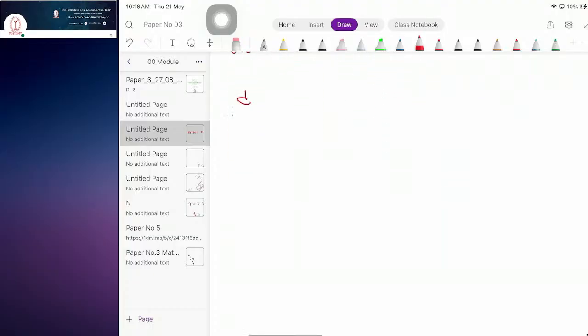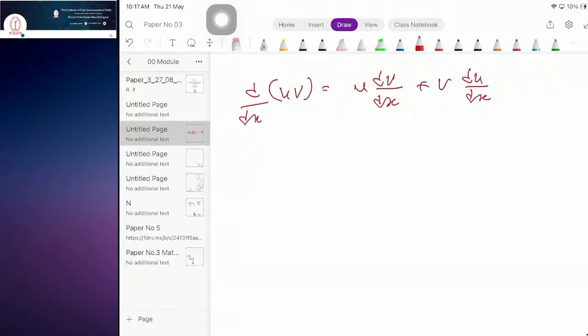If it is a multiplication of the two functions, u and v are the two expressions, one expression is called u, second expression is called v. If you want to find the differentiation of the multiplication, then the answer comes out to be: write down u, the first expression, as it is, differentiate the second one, so dv upon dx, plus write down the second function as it is, that is v, and differentiate the first function with respect to x, so v du upon dx is the formula.